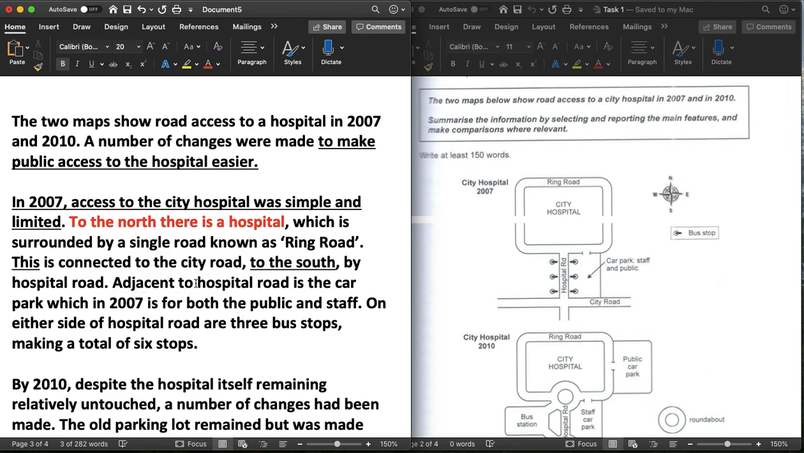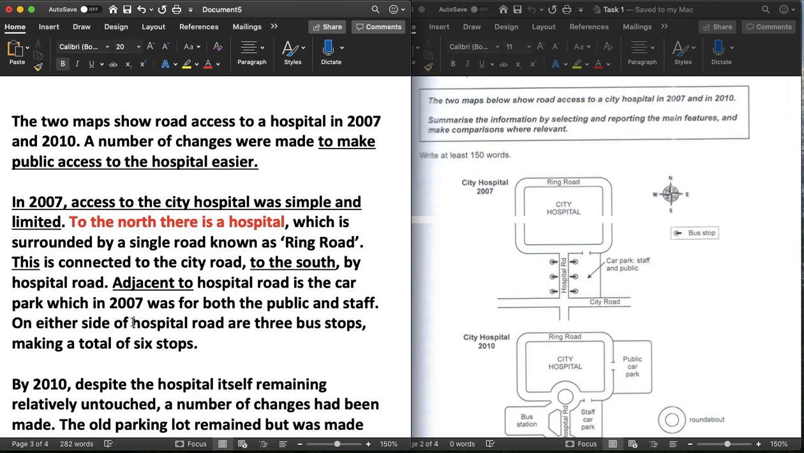Adjacent to the hospital, very nice piece of language for describing maps and especially for close proximity. Adjacent to the Hospital Road is the car park, which in 2007, I would say that's probably a good was, or is. Either way will work, but I usually have a rule. If I use the specific time, I try to use the past simple. So here, I would use past simple, but if you have is, that's fine as well, but I prefer that. Was for both the public and staff.